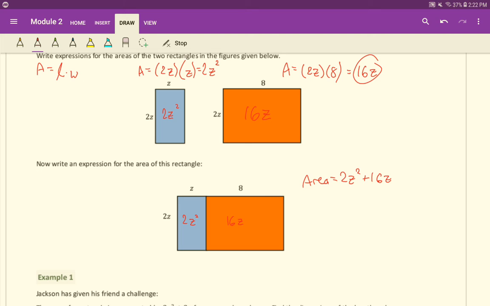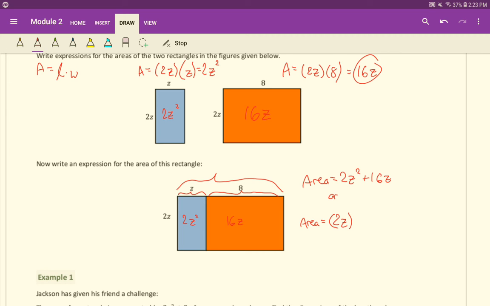On the other hand, though, we could also think of this as one big rectangle, in which case the length would still be 2z, and then we multiply by the width, but the width is going to be this entire distance right here. How could we represent this distance using an expression? Well, if this distance is z, from here to here, and if this distance from here to here is 8, then what would this total distance be?